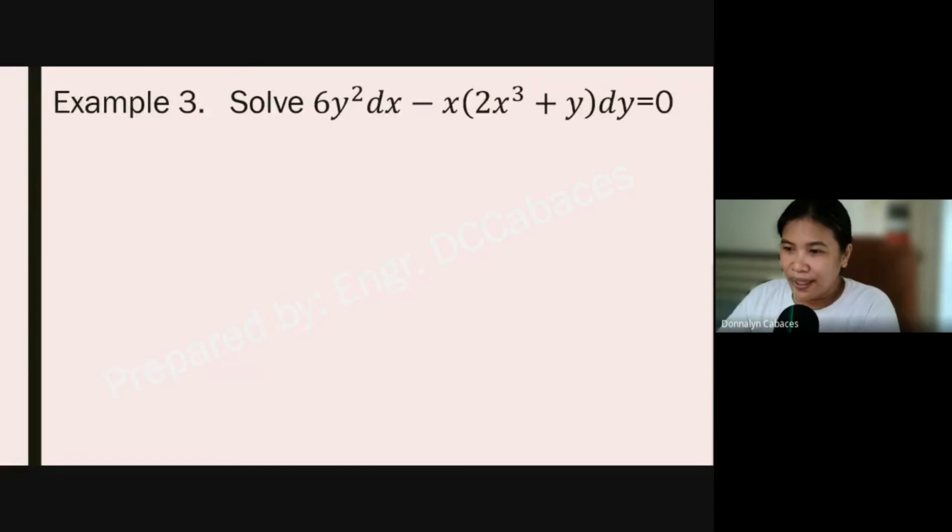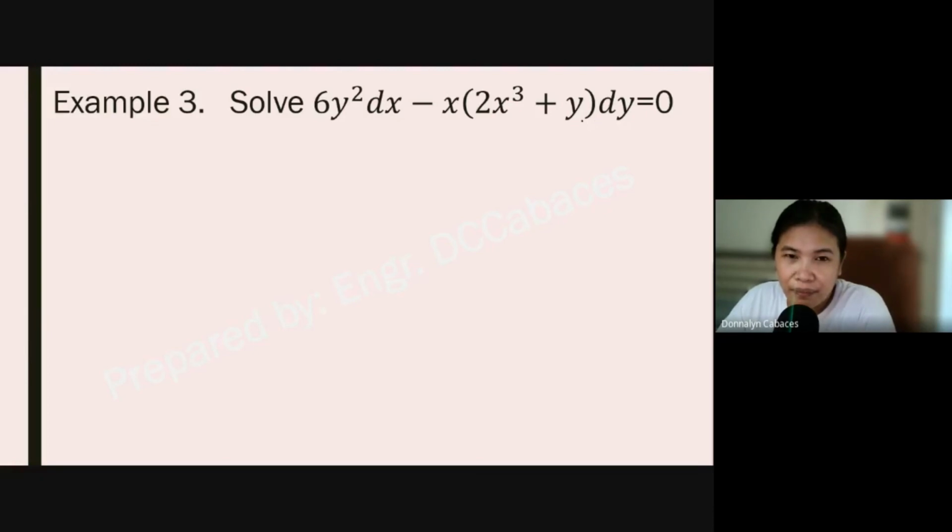Let me give you the next example. 6y squared dx minus x times 2x cubed plus y dy equals 0. If we are going to check the differential equation, is it linear in y? You have here y dy, so violated is the second requirement, that there should be no product of the dependent variable and its derivative. So it is not linear in y. So it is not a Bernoulli equation in which y is the dependent variable. So let us check with x.